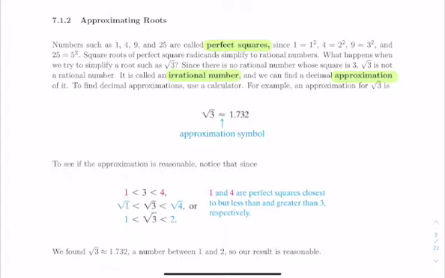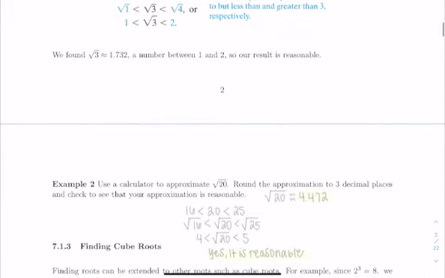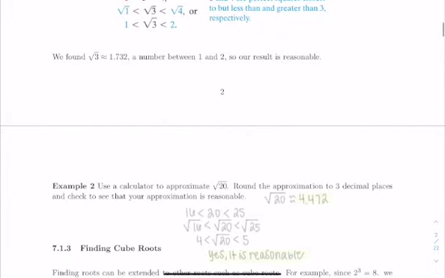To see if the approximation is reasonable, notice that since 3 is in between the perfect squares 1 and 4, when we take the square root of all three pieces, the square root of 1 is less than the square root of 3, which is less than the square root of 4. We notice that we end up with 1 is less than the square root of 3, which is less than 2. And since we found that it's about 1.732, and that number is in between 1 and 2, our result is reasonable.